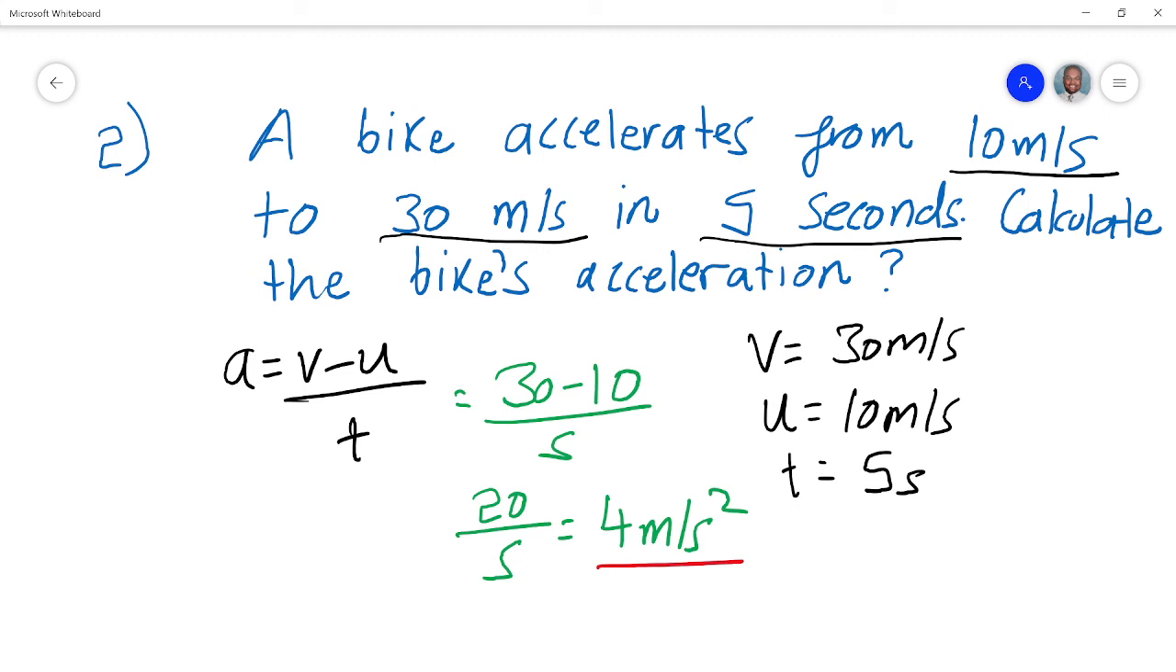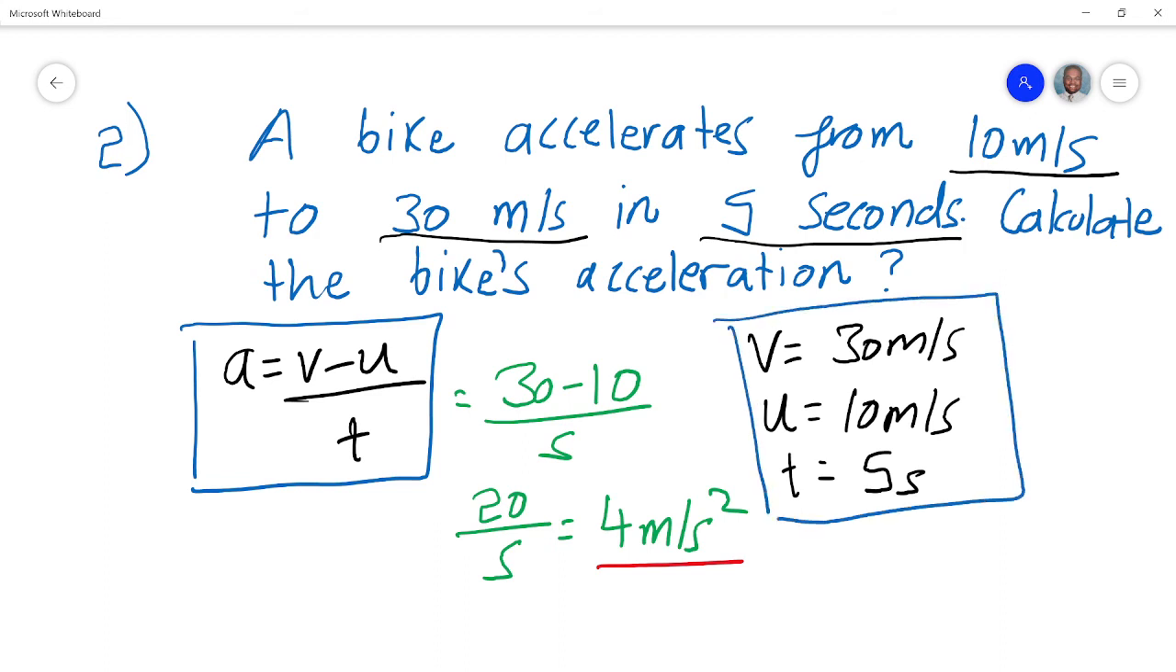When you're solving basic questions involving acceleration, the first thing you need to do is to write down the appropriate formula, which is A is equal to V minus U over T. The next thing is we need to find out what information is given. In other words, what's my V, what's my U, and what's my T? And finally, substitute the numbers in the formula and write down the appropriate unit when solving this question. That's how we work out acceleration questions.